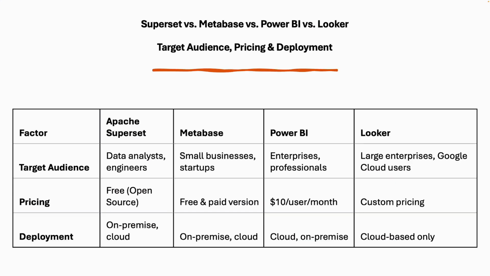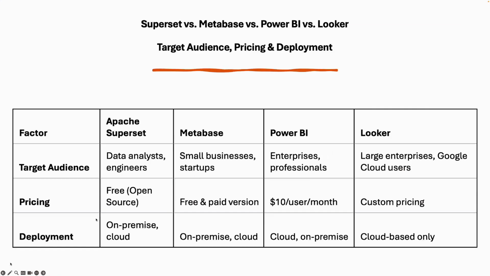Target audience: Apache is mainly towards data analysts and engineers. Metabase is for small businesses who don't want to invest so much money into BI. Power BI is targeted toward the Microsoft 365 ecosystem, users, professionals, or enterprises. Looker is mainly for the cloud-based users.